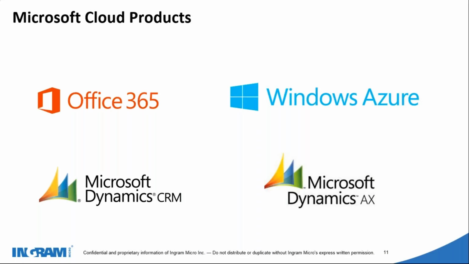Now, I've given you an idea of what kind of cloud products can be sold under CSP. It is Office 365, Azure, Dynamics CRM, Dynamics AX, and also Enterprise Mobility Suite. So anything which can be sold under cloud can also be sold under CSP.